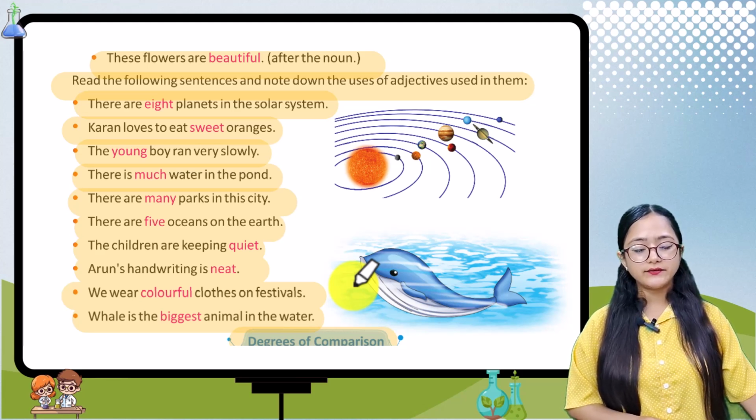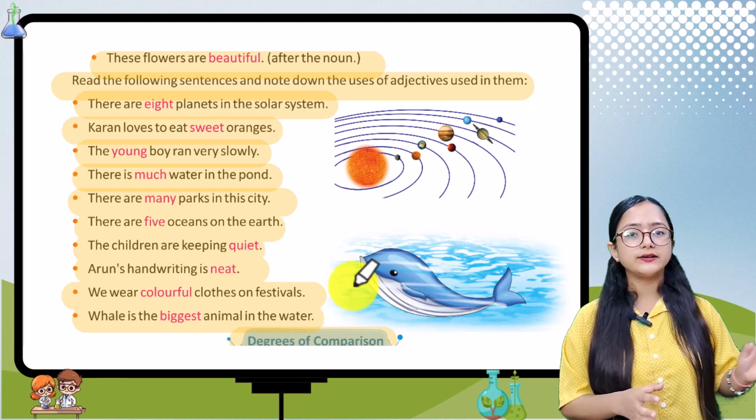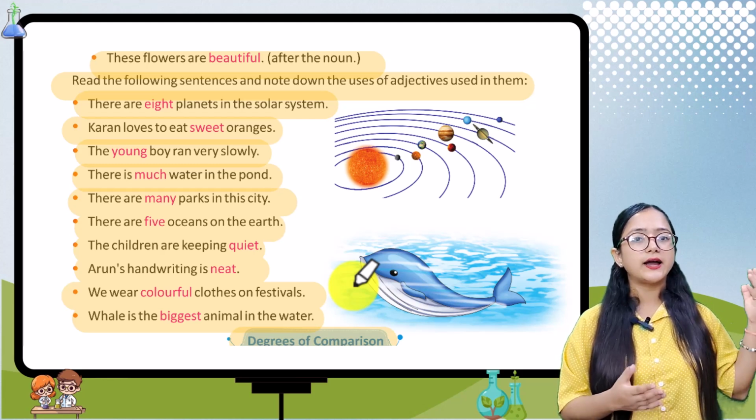Next one, we wear colorful clothes on festivals. Next, whale is the biggest animal in the water. Okay, so you can clearly see the words like sweet, young, much, many, five, quite, neat, colorful, biggest. These all are the adjectives.